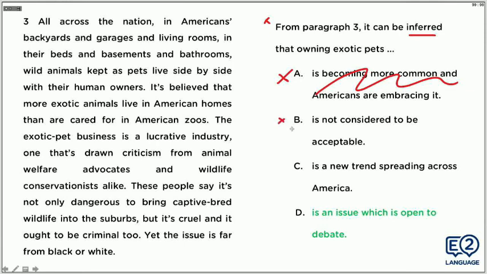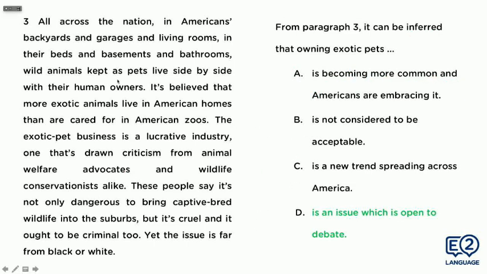What about B? It's not considered to be acceptable. Well, down here, this is contradictory. It says these people say it's not only dangerous to bring captive bred wildlife into the suburbs, but it's cruel and it ought to be criminal too. Okay, that's looking good. But this sentence here contradicts B, yet the issue is far from black or white. So it doesn't say that. So we can eliminate B because B contradicts this.